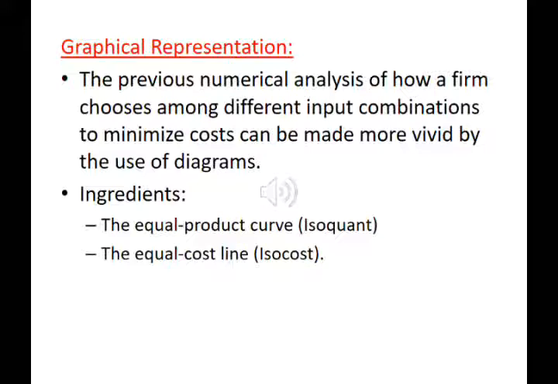The other ingredient that we want is what we call the isocost. It is a line that has different points, which represent different combinations of the two factors of production, but they share one property, which is the fact that the cost of each of these combinations is the same for the firm. That's why we call it an equal cost line. And this is what we're going to focus on for the coming slides.